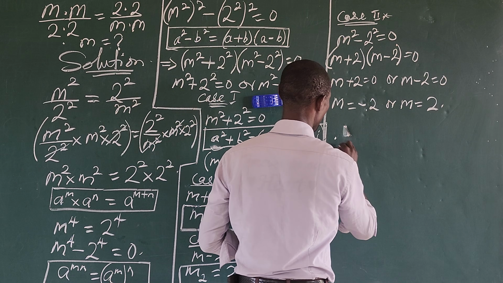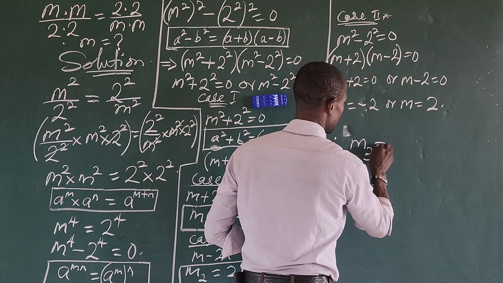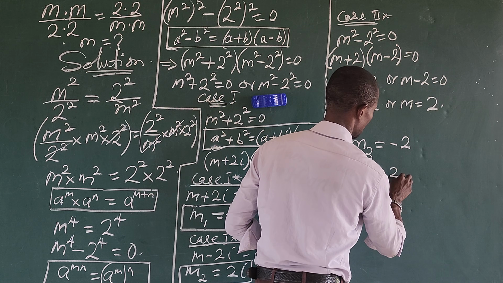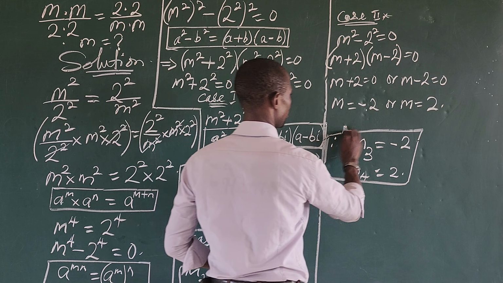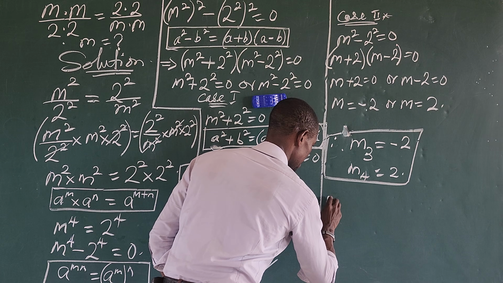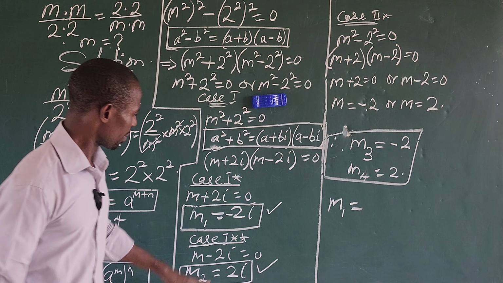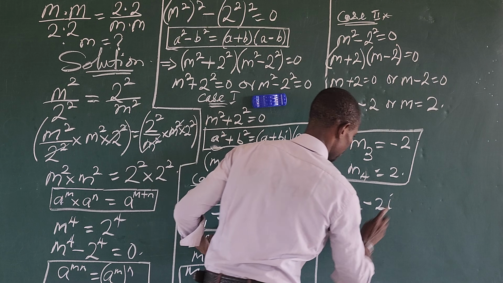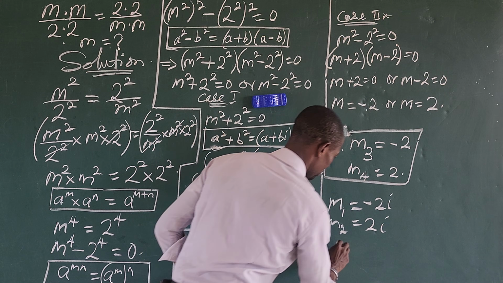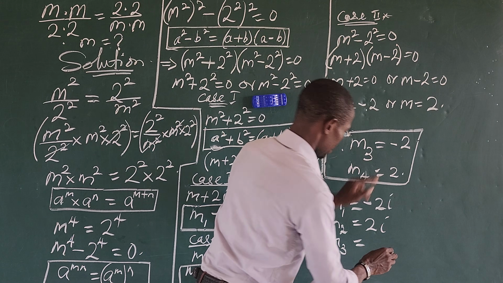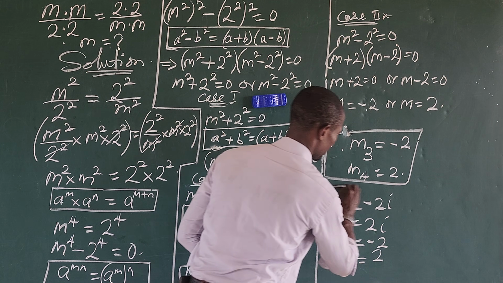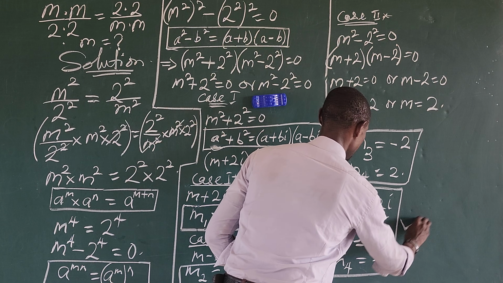So we have two roots from here. Therefore, we can now say our m3 is equal to -2, then our m4 is equal to positive 2. These are the other two roots to this challenge here. So in all, our m1 is equal to -2i, our m2 is equal to positive 2i, our m3 is equal to -2, and our m4 is equal to positive 2. So these are the four roots to this math challenge here.